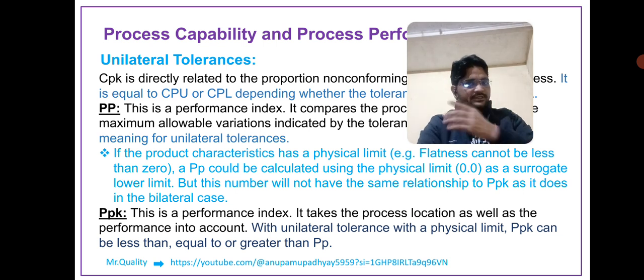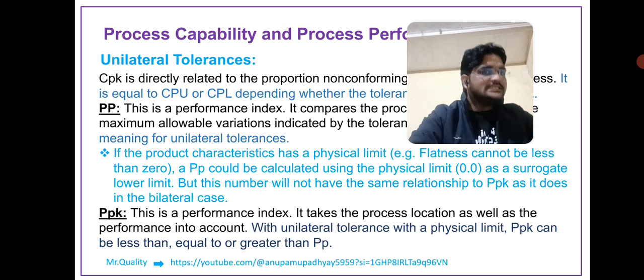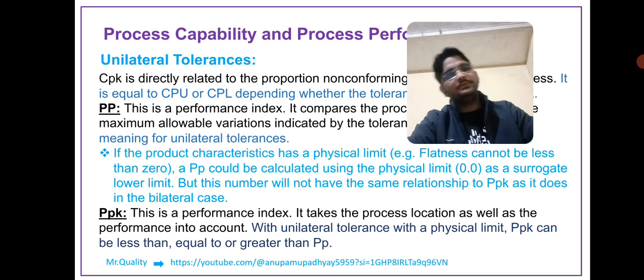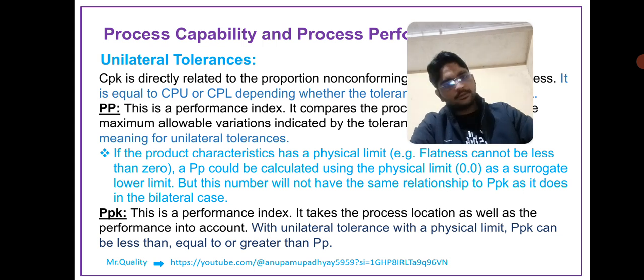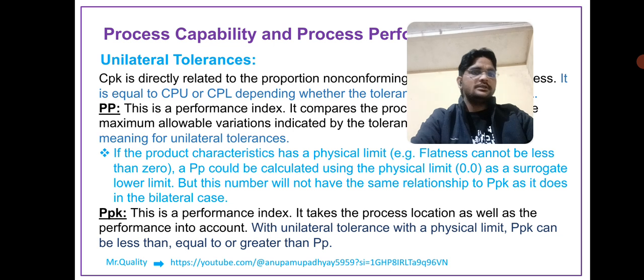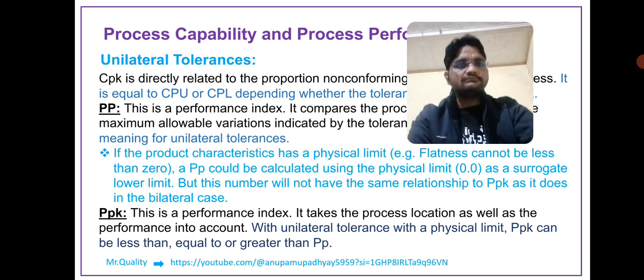For example, as usual given in Cp, if the product characteristic has a physical limit such that flatness cannot be less than 0, a PP could be calculated by using the physical limit 0.0 as a surrogate lower limit, but this number will not have the same relation to PPK as in bilateral tolerances. PPK is a performance index that takes the process location as well as performance into account. With unilateral tolerance with a physical limit, PPK can be less than, equal to, or greater than PP, as usual in CPK.